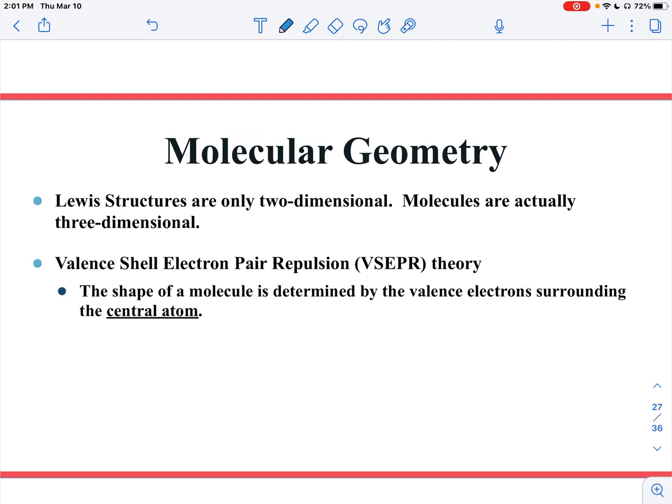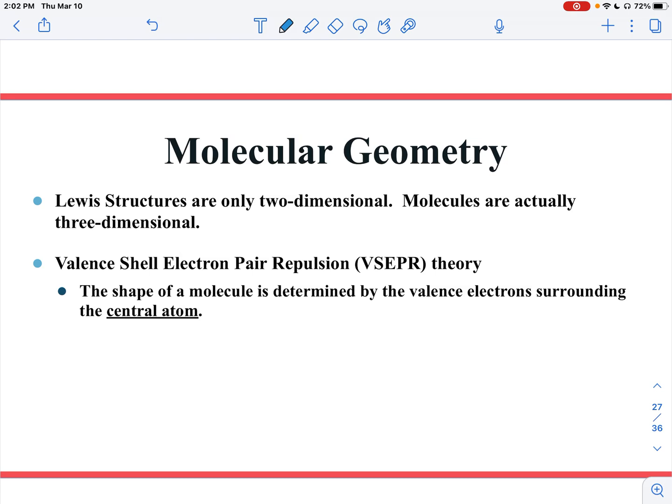This video is going to talk about molecular geometry, which is basically just telling us the shape of an atom. When we do a Lewis structure, which is going to be the first step here, it's just two-dimensional. But molecules in the real world are actually three-dimensional. So that takes us to something called VSEPR theory, which stands for valence shell electron pair repulsion.